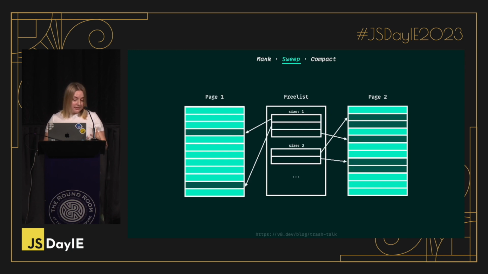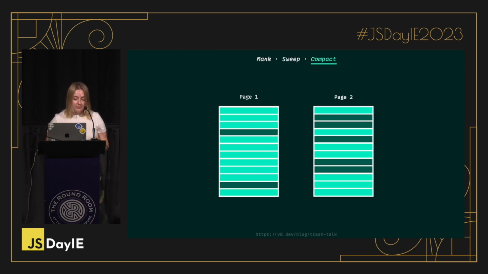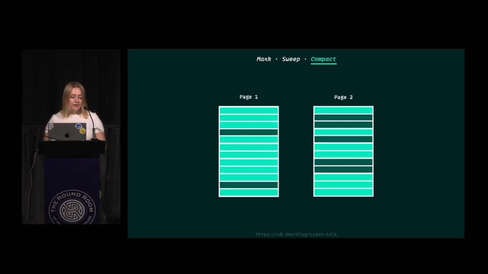So as our program runs and we free more and more memory, some of the pages can become too fragmented. And V8 runs an internal heuristic that detects the pages that are at risk of becoming too fragmented. And then it runs compaction on them as needed. So let's say this is the page that was detected by V8.